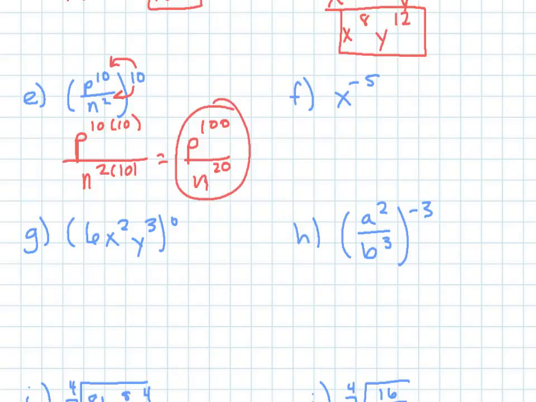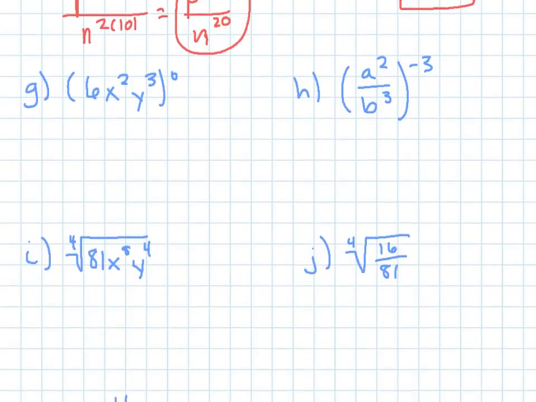For f, notice that we have a negative exponent. So remember, it's like over 1, so this is going to move down and it's going to make this negative exponent become positive. It doesn't change the sign of the base, it changes the sign of the exponent. So I just get 1 over x to the 5th.